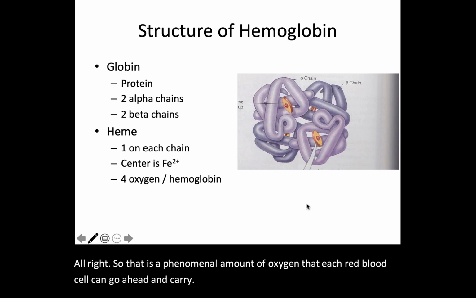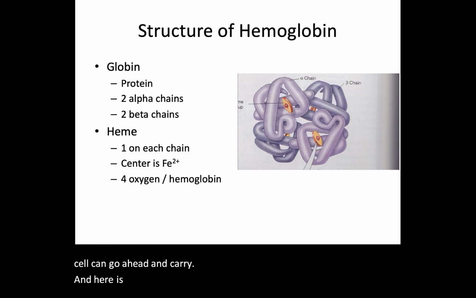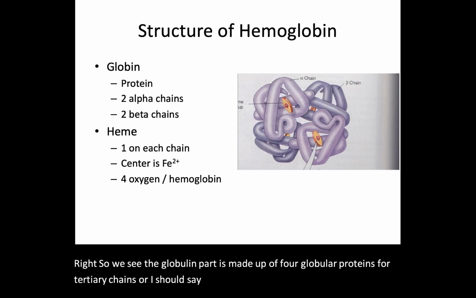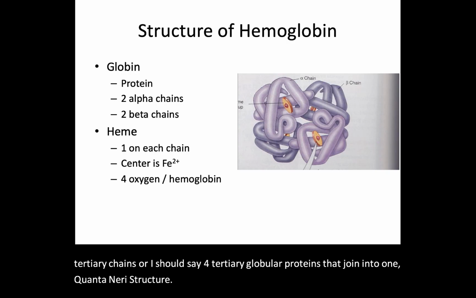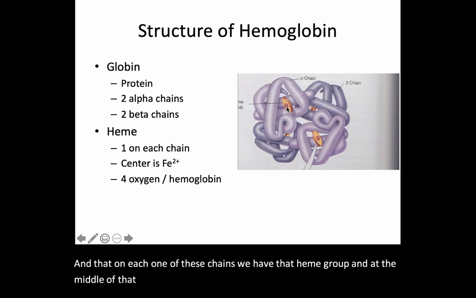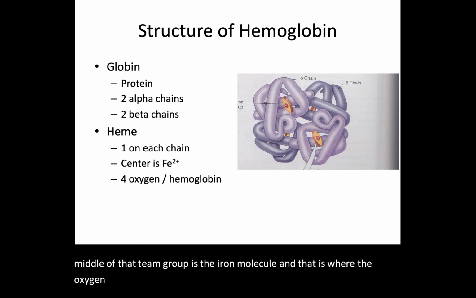And here is the overall structure of hemoglobin. All right, so we see the globulin part is made up of 4 globular proteins, 4 tertiary chains, or I should say 4 tertiary globular proteins that join into one quaternary structure: 2 alpha chains and 2 beta chains. And on each one of these chains, we have that heme group. And at the middle of that heme group is the iron molecule. And that is where the oxygen is binding.